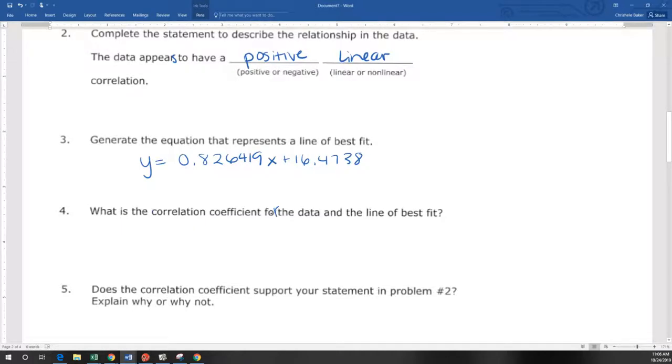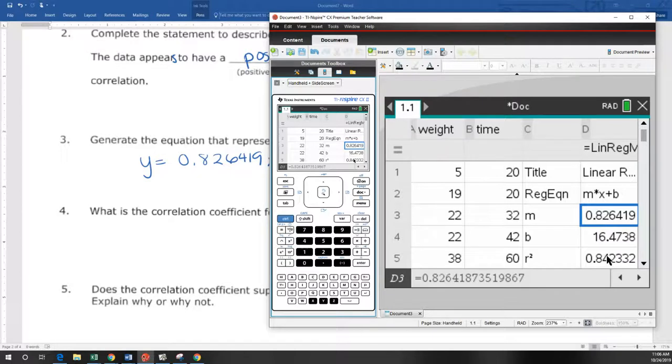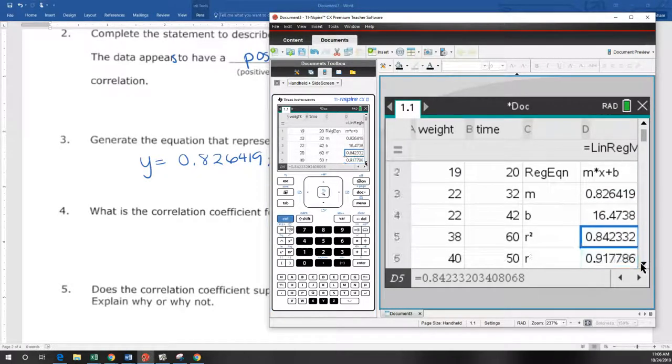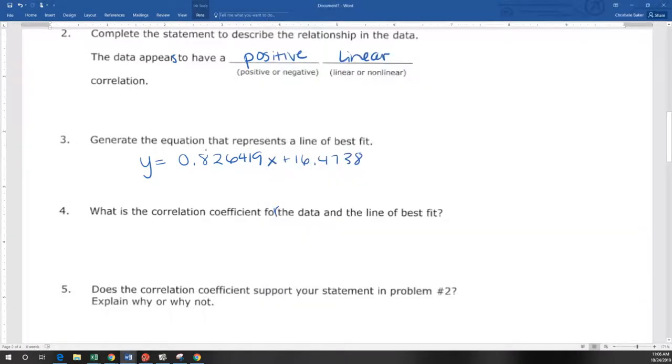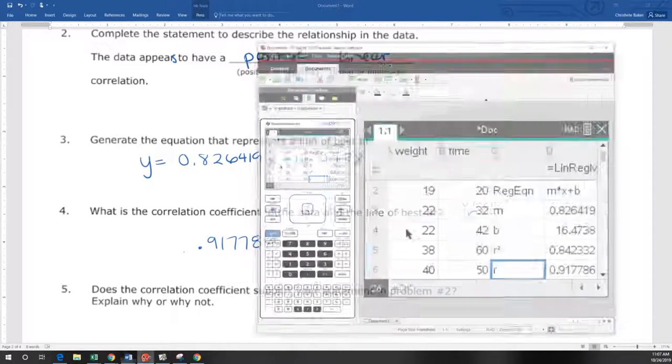What is the correlation coefficient for the data and the line of best fit? So we find that right here. It's the R, not the R squared. This one is the correlation coefficient. It's the R, 0.917786.